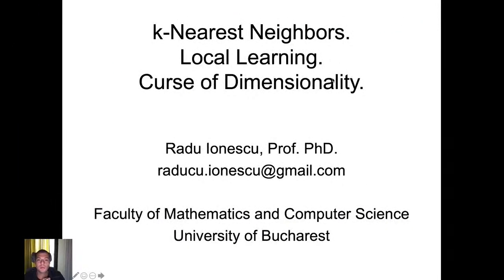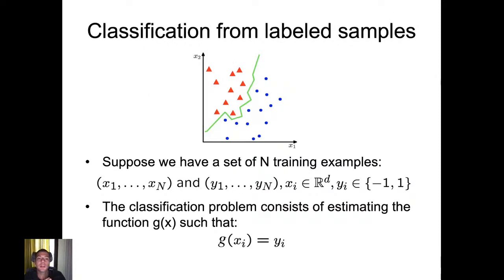Okay, so today we're going to discuss k nearest neighbors, local learning, and the curse of dimensionality. So this is yet another classification model that you can use, and also it can be used as a regression model. And one generalization of the nearest neighbor model is the local learning approach.